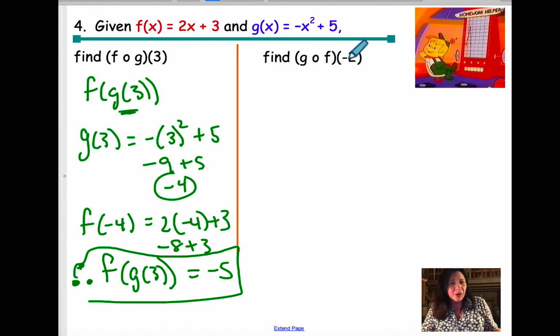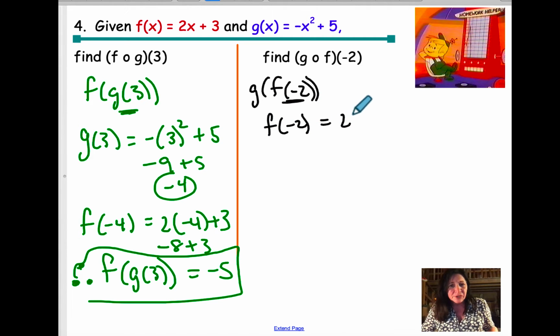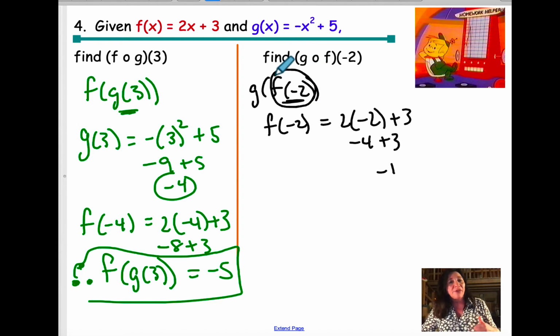This problem is asking me to plug in g of f of -2. That means I have to plug -2 into f first. So here's f. f of -2 is equal to 2 times -2 and then add 3. So we get -4 plus 3, which is -1. Now I'm going to take -1 and plug it in, because this value right here now is -1.